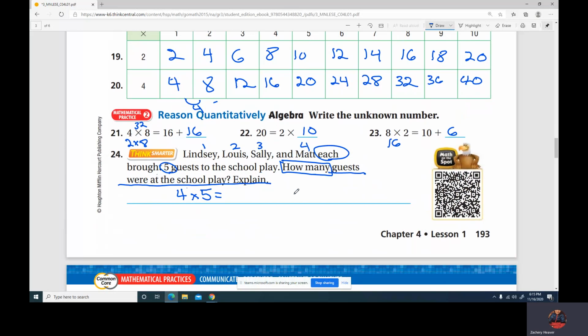So you could add it, skip count 4 five times, or skip count 5 four times. Skip counting 5 4 times is going to be the easiest. So if we skip count 5 4 times, you're going to get 20. 20 what? 20 guests.